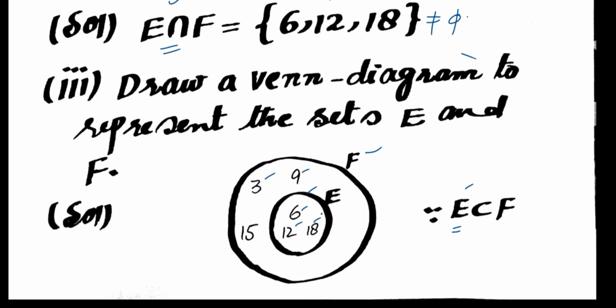Now these three elements are also elements of set F. These are not just a part of set E, these are also part of set F, because E is a proper subset of F. So every element of set E is also an element of set F.